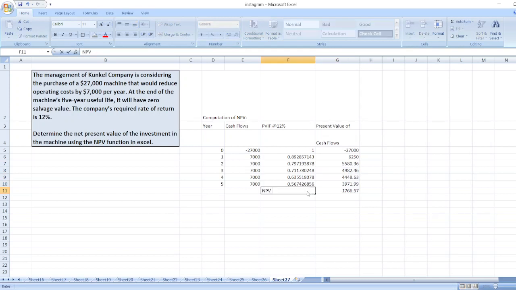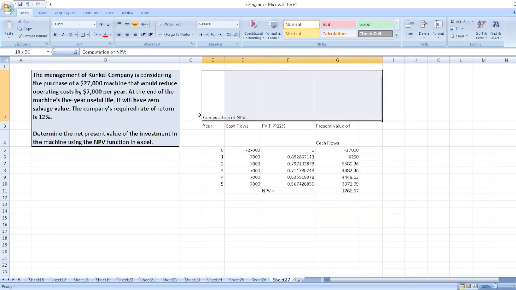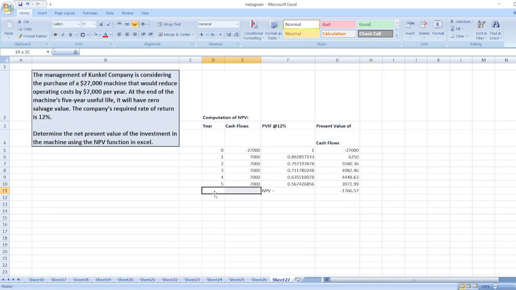So the NPV is equal to minus $1,766.57. So here is the NPV. It is a negative value. So the investment should not be accepted. It is not profitable. So here is the solution.